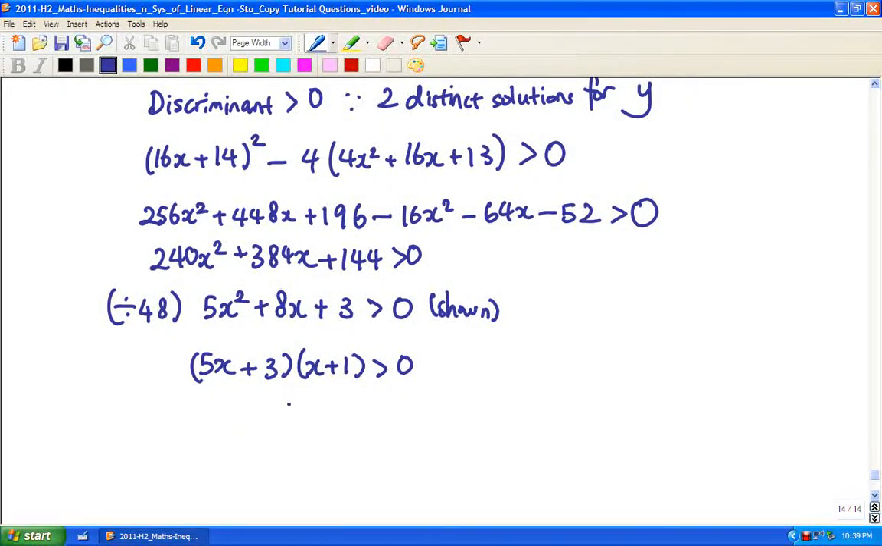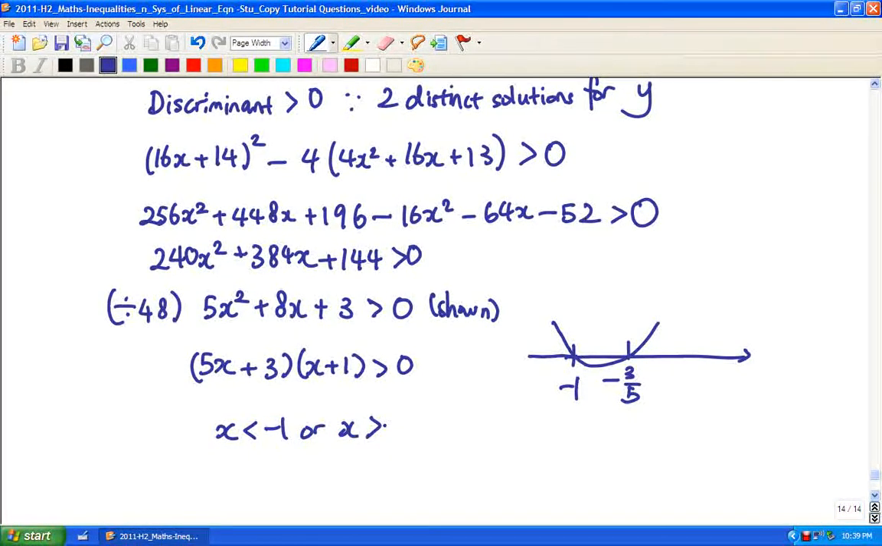What you should get is, since the roots are negative 3 over 5 and negative 1, and the smaller root is negative 1, our graph will look something like this. So we have x smaller than negative 1 or x greater than negative 3 over 5.